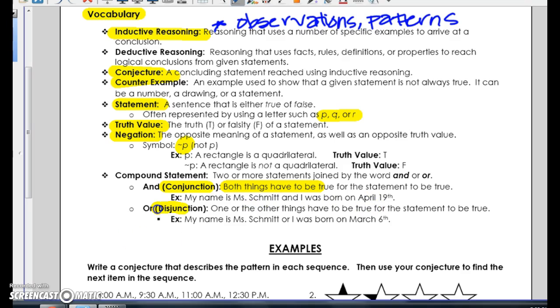However, a disjunction uses the word or. That's when one or the other things have to be true, but not necessarily both. So that example would be, my name is Ms. Schmidt, or I was born on March 6th. Well, because her name is Ms. Schmidt, that part is true, even though we know this part about her being born on March 6th is false, it doesn't matter, but the truth value of that statement would still be true because one of the 2 parts is true. So in order for and to be true, both parts of the statement have to be true, but for an or statement to be true, just one or the other has to be true.